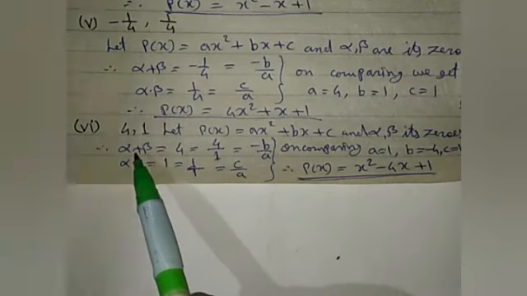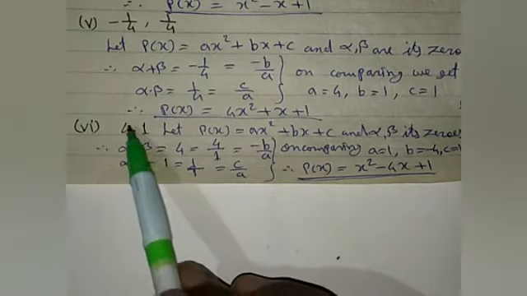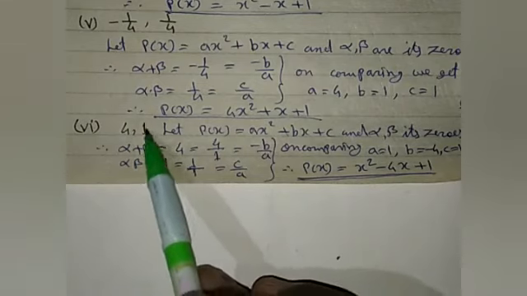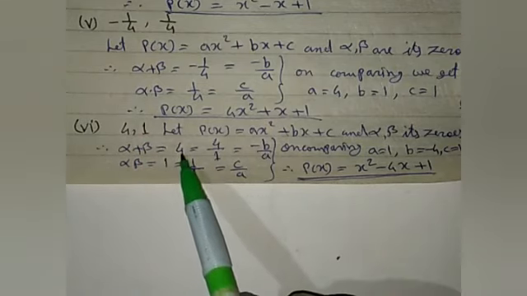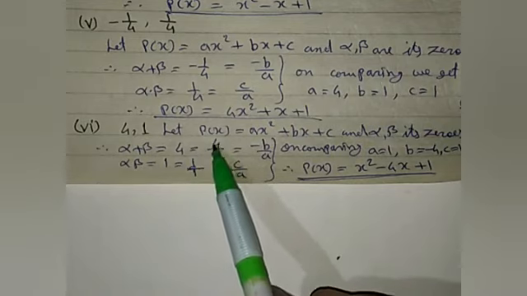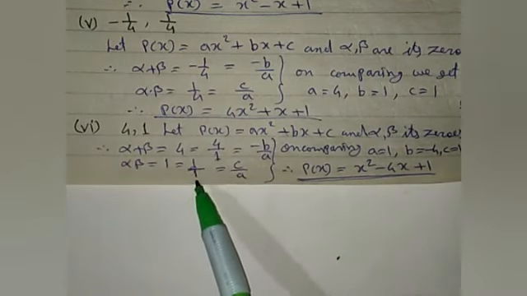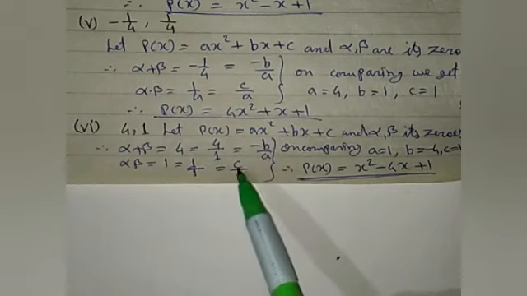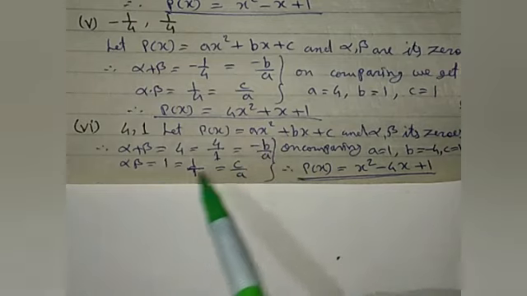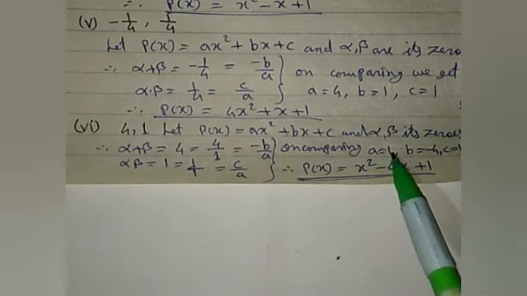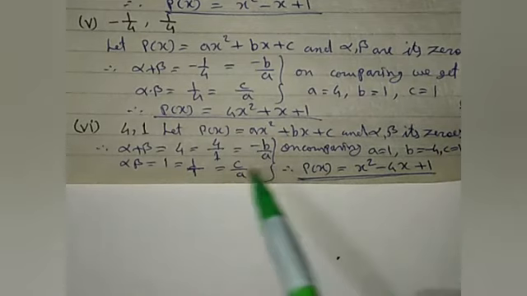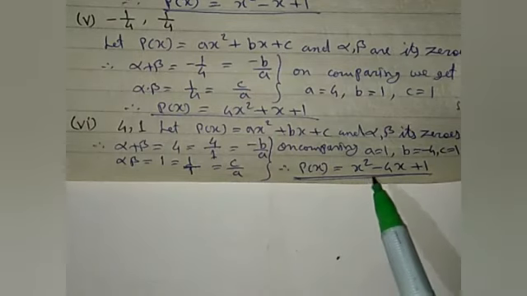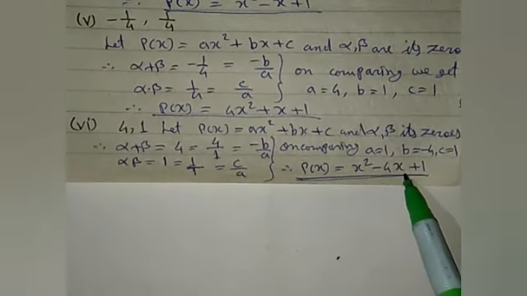In the sixth part, the sum of zeros, alpha plus beta, is equal to 4 and the product of zeros, alpha into beta, is equal to 1. So it can be written in the form of numerator and denominator as 4 upon 1 and 1 upon 1. The sum of zeros is equal to minus b upon a and the product of zeros is equal to c upon a. On comparing both relations, you will get a equal to 1, b equal to minus 4 and c equal to 1. So the polynomial is p(x) equal to x square minus 4x plus 1.